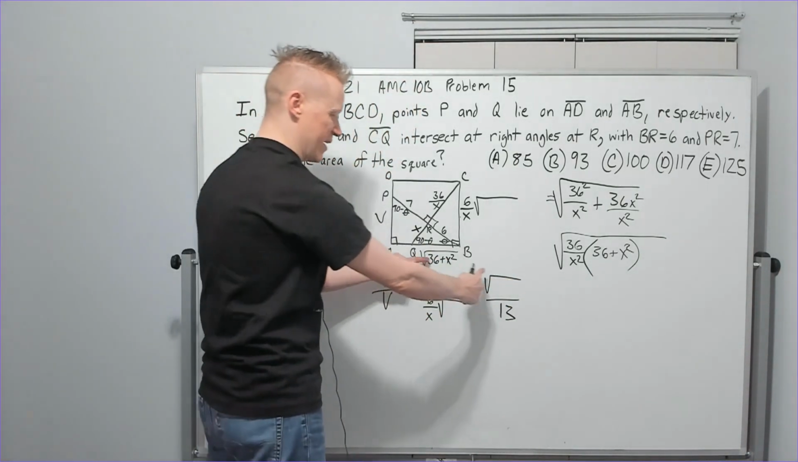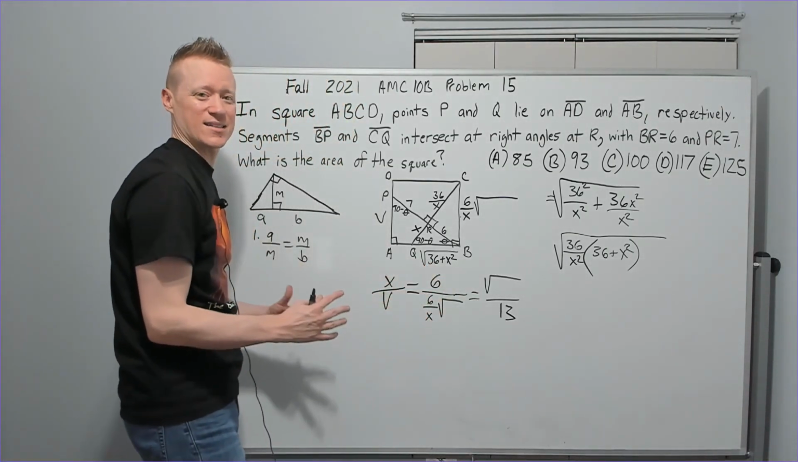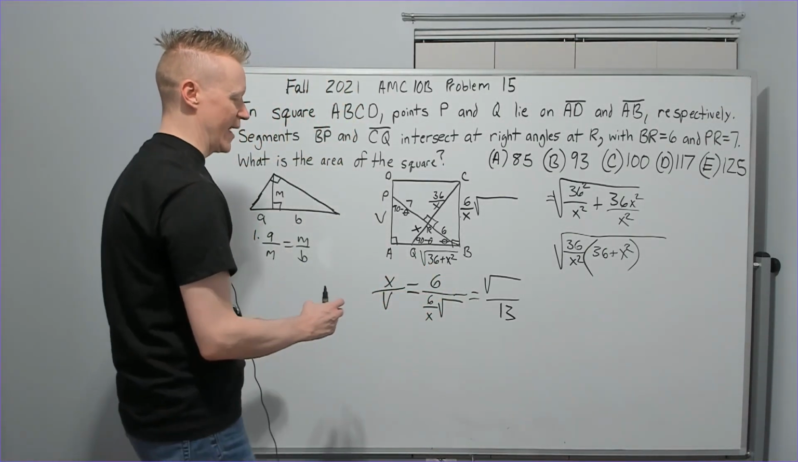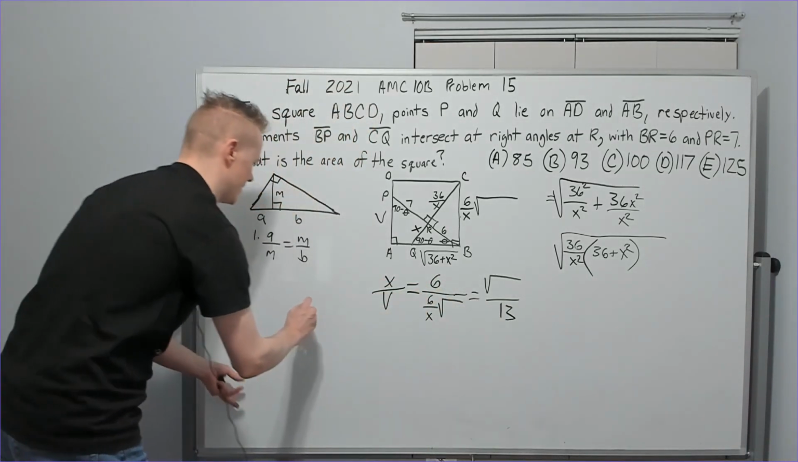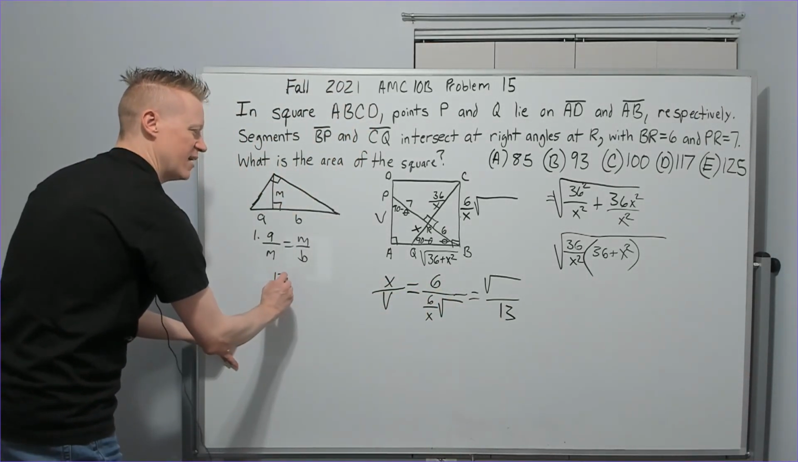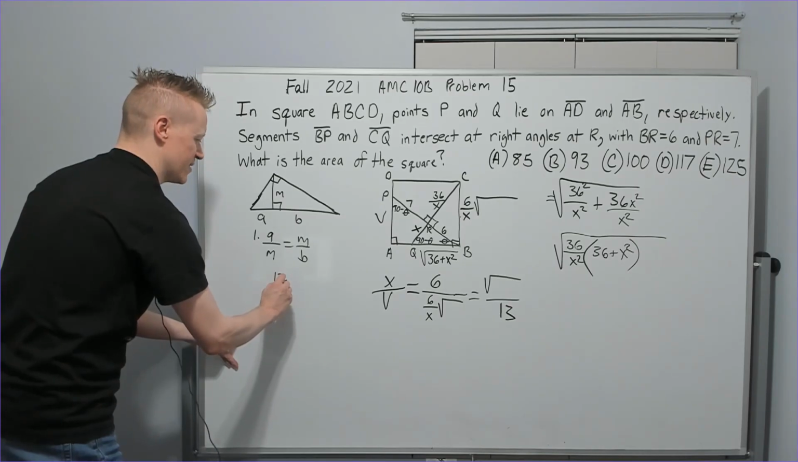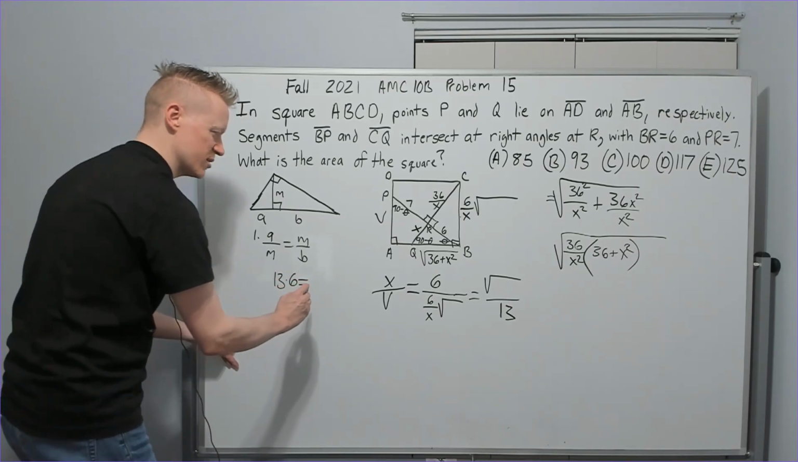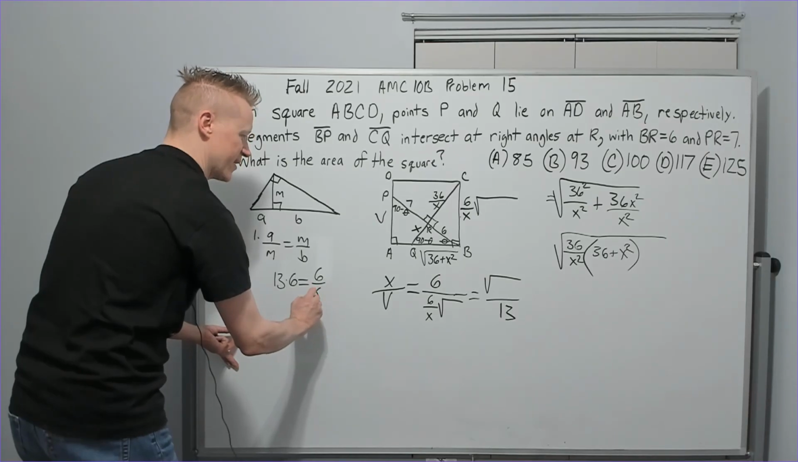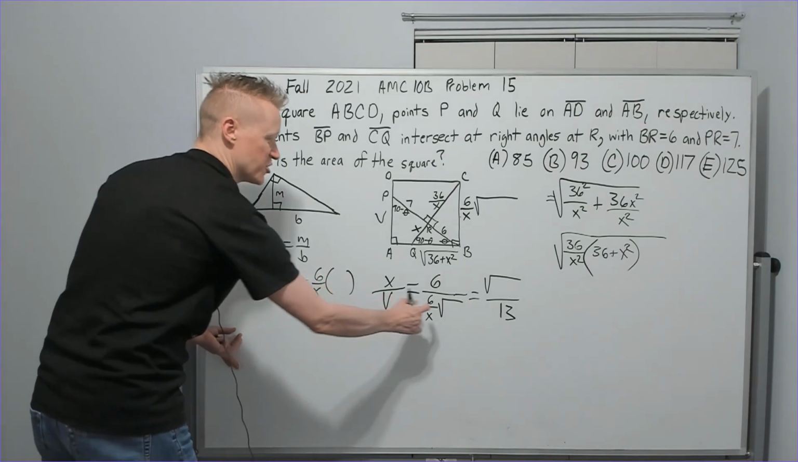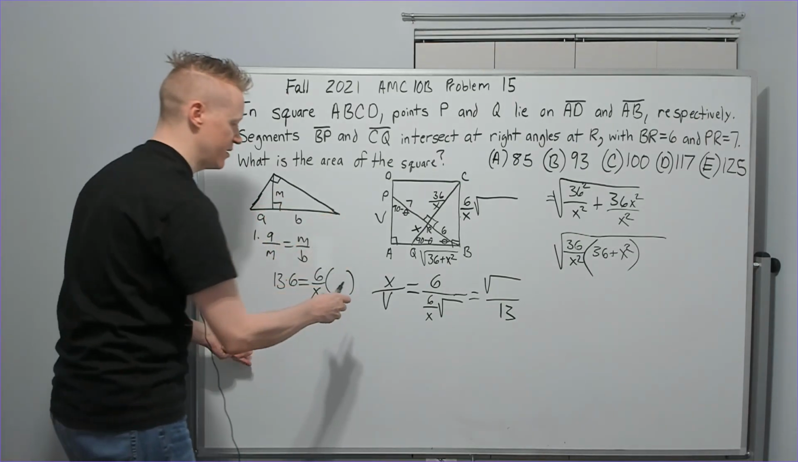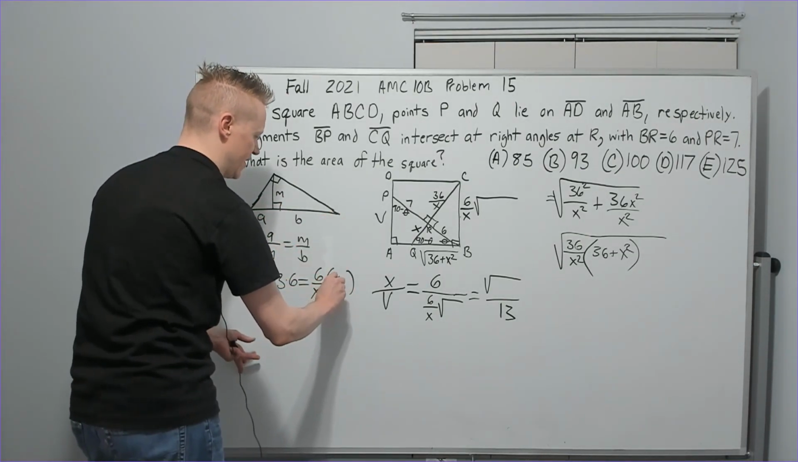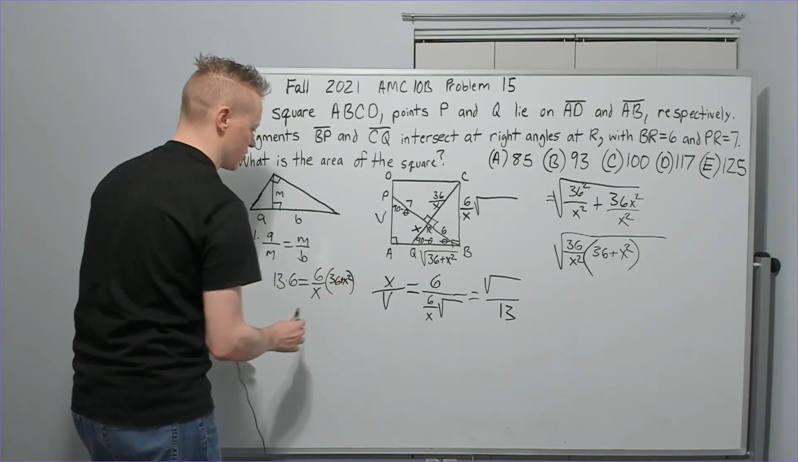Because maybe we can make an equation that has just x in it, and then we can solve that. Let's go ahead and cross multiply. I'm going to get 13 times 6 equals 6 over x, and then it's going to be the square root times the square root, which means it just disappears, and what you have left is 36 plus x squared.